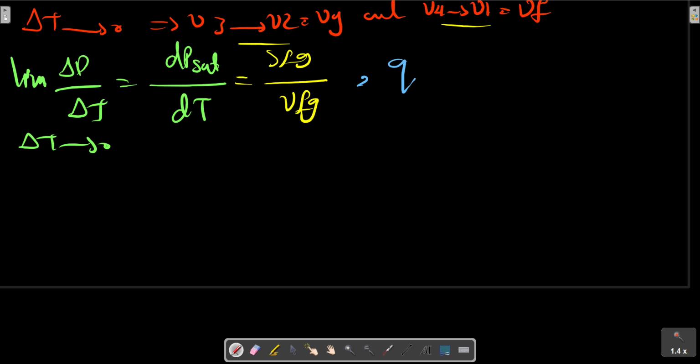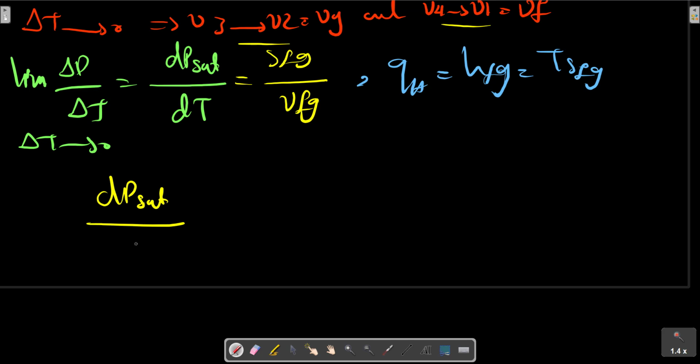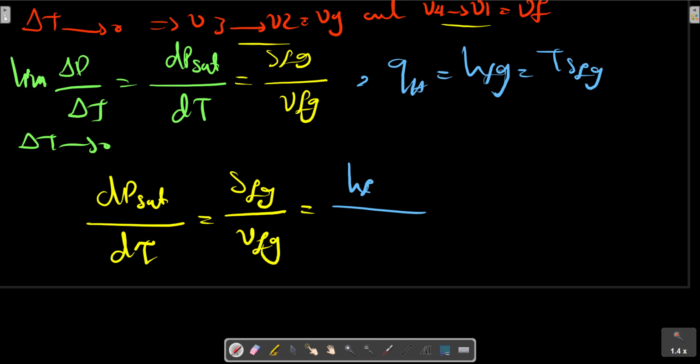And now QH equals T sfg, so dP saturate on dT equals sfg on vfg, which equals hfg on T vfg. This is the Clapeyron equation.